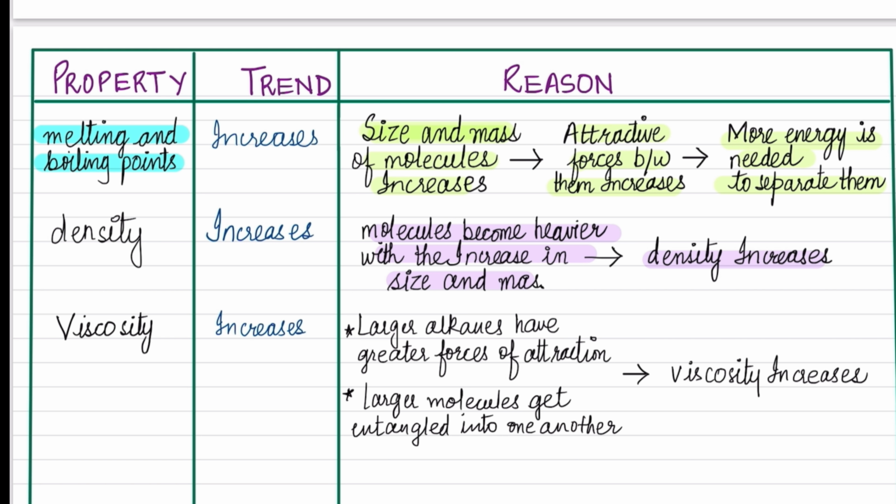But as the size and the mass of the molecules increases, the attractive forces between them also increase and more energy is needed to separate them. This means that with the increase in the number of carbon atoms, the trend is that melting and boiling point increases down the homologous series. Next physical property is density. Density is mass per unit volume. It is directly proportional to mass. This means that with the increase in size and mass of the molecules, they become heavier and their density increases. So the trend is also increases.